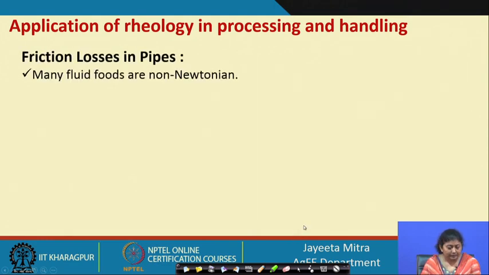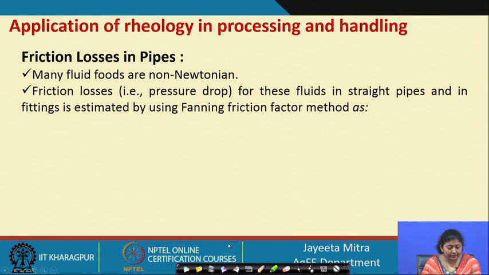So, friction loss in the pipe: many fluid foods are non-Newtonian. So, friction loss, that is pressure drop for these fluids in straight pipe and in the fitting, may be estimated using the Fanning friction factor method. Okay.